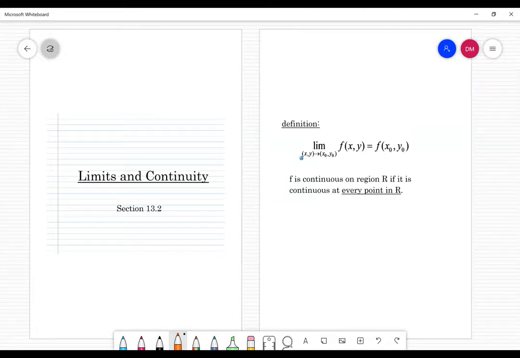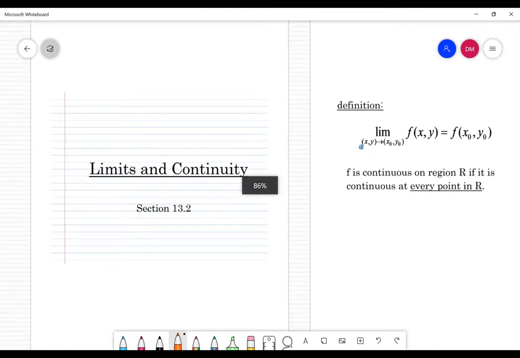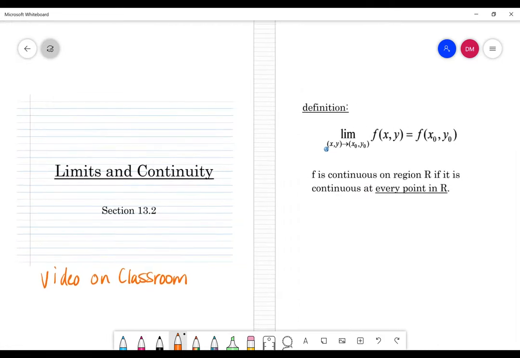Hello, I am actually making a video here for limits and continuity. So in my video, I'm going to go over a couple of examples with you. Hopefully you started with the video that I posted on Classroom. So if you haven't, go ahead and pause this and go back. And it's Krista King who really goes through the definition and does an example as well.